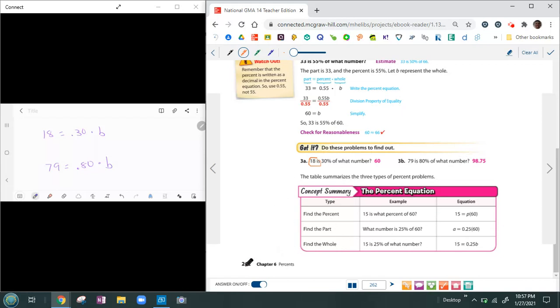Here is a nice little summary. You might want to write this down. On page 262, there's a good summary. That is it for right now.